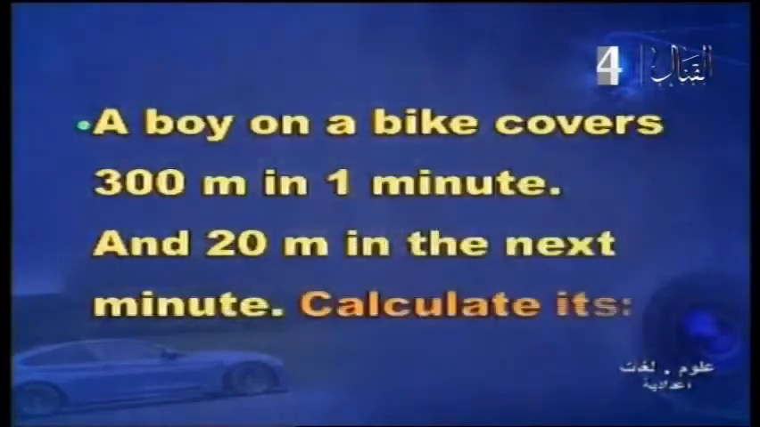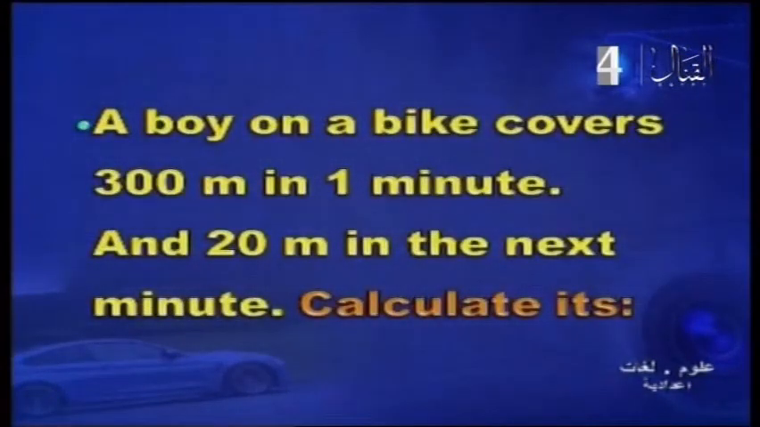Okay, our problems. Don't forget, in our problems, to write the rule, the calculation, the answer, and the measuring unit. So, let's start. A boy on a bike covered 300 meters in 1 minute and 20 meters in the next minute. Calculate its speed at the first minute.